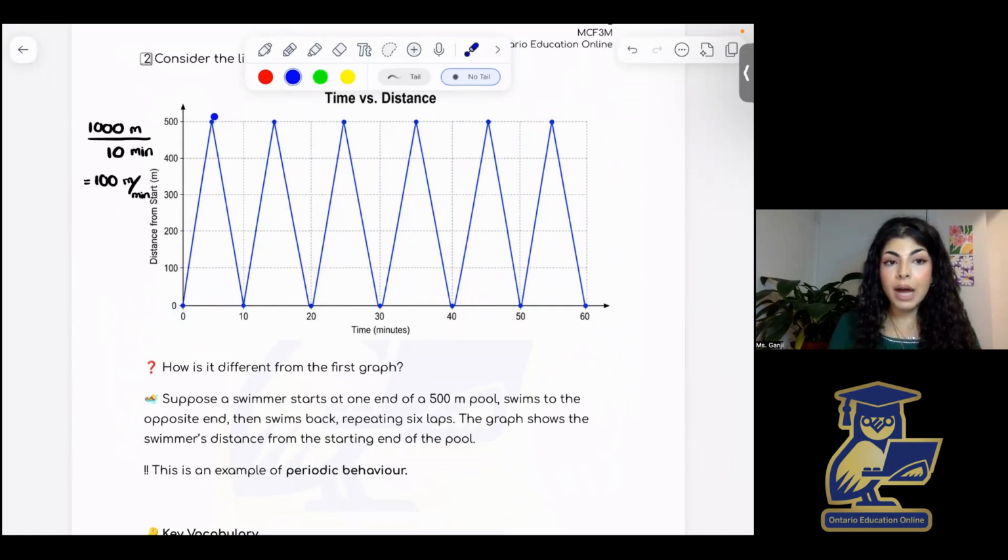And so we go 500 meters away from that end of the pool to the other end, and that's actually the maximum distance that we can go in a 500-meter pool, and then we come back. And this is going away from the end, this is coming towards the end, and this repeats 6 times. And we can also say the swimmer was swimming for 60 minutes in total and traveled a total of 6 kilometers or 6,000 meters.